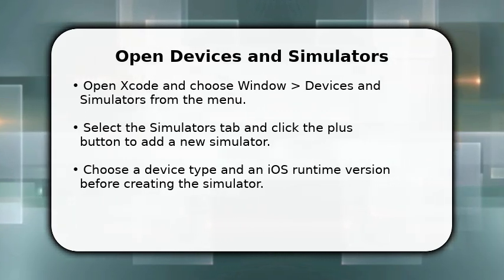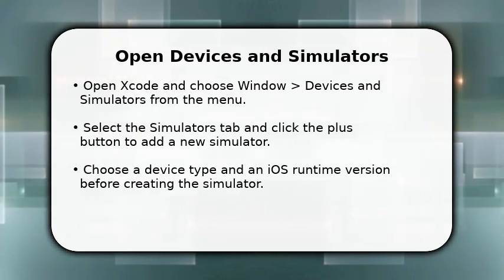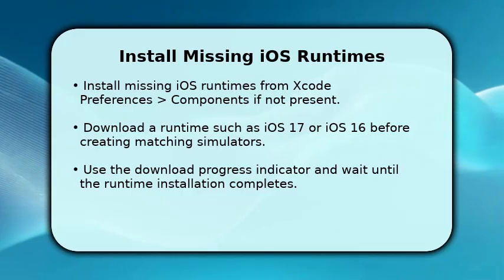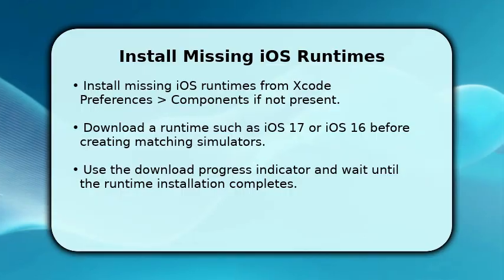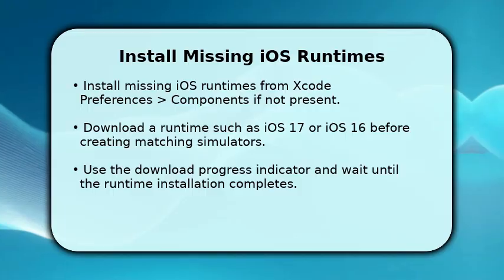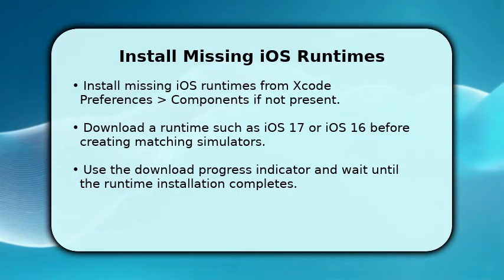If the iOS runtime you need is missing, open Xcode Preferences and choose Components. Locate the runtime labeled iOS 17 or iOS 16 and click the download icon to install it. The download displays a progress indicator and may require several minutes depending on your internet speed.